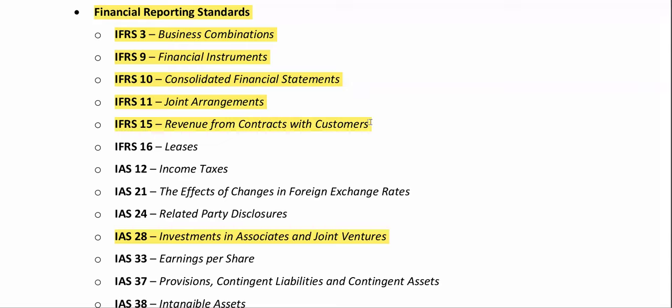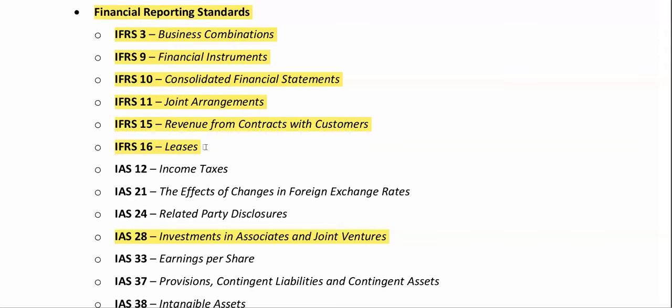You could also be tested on IFRS 16 leases. So if you take the F2 syllabus, accounting for leases from the perspective of lessor is covered. But we've seen a question where the examiner tested accounting for leases from the perspective of the lessee. Because in the operational case study examination, you learn IFRS 16 accounting for leases from the perspective of the lessee.